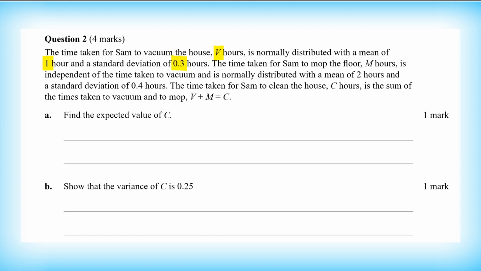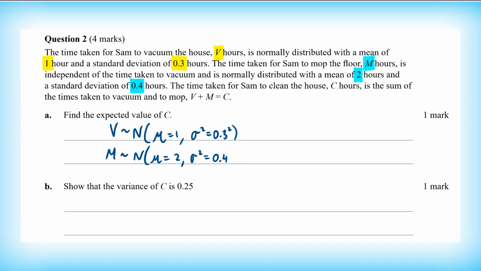So we should define our random variables. V has a mean of 1, standard deviation of 0.3. And M has a mean of 2 and a standard deviation of 0.4. So then we want to find the expected value of C. Using the sum formula, it's just going to be the sum of the expected values of V and M. And that formula is on your formula sheet. So that sum is just 3. It's a 1-mark question. So the answer is 3, or 3 hours.